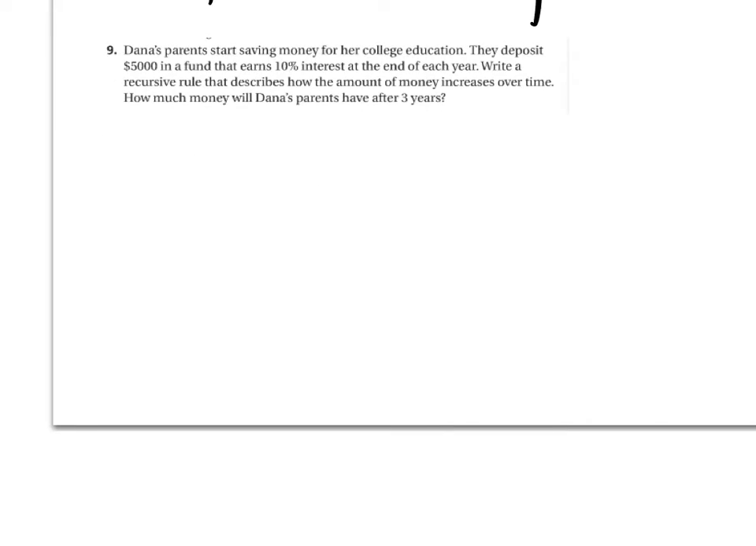Number 9, Dana's parents start saving money for college education, and if you become a parent, that's what you want to do. Start doing it, and I'm doing it for my kids, so that I don't really have to worry about it when the time comes, right? So they deposit $5,000 in a fund. Wow, they're rich. That earns 10% interest at the end of the year. Write the recursive rule that describes how the amount of money increases over time. How much money will Dana's parents have after 5 years?